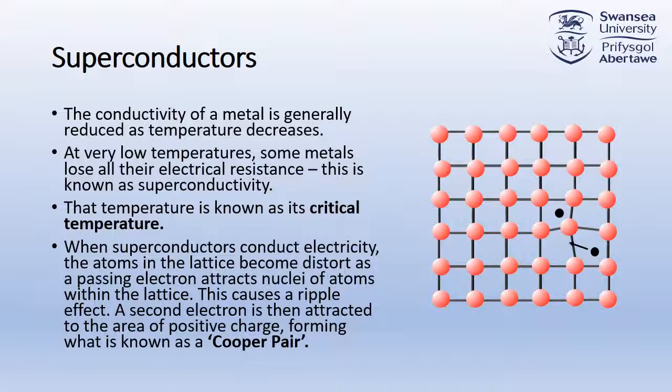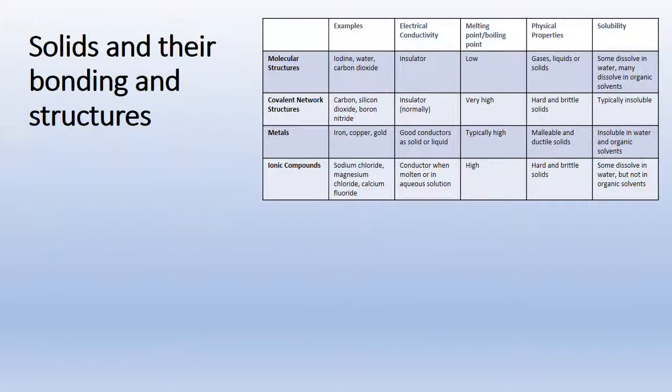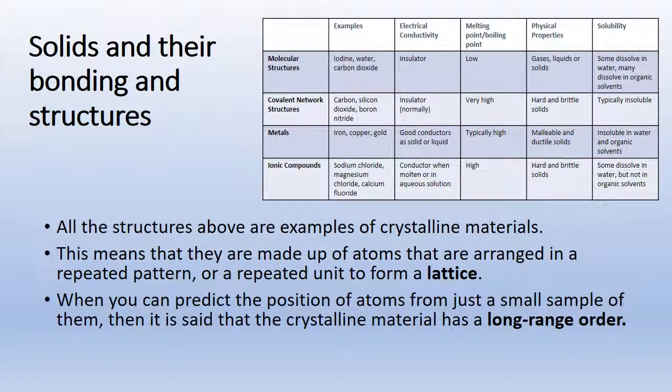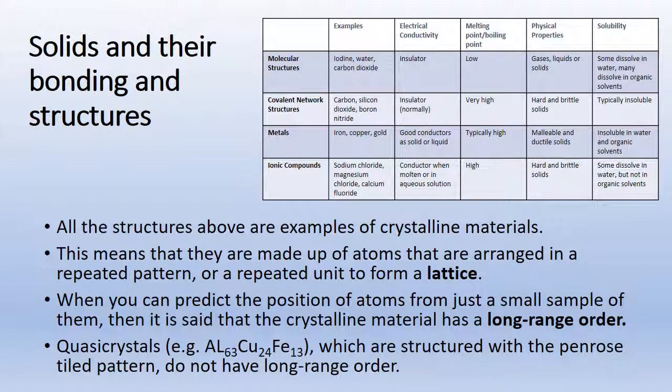So that's the end of the first lecture on solid and bonding structures. As we know, our examples above are of crystalline materials. This means that we have atoms arranged in a repeatable pattern to form a lattice, and if you can predict that, that forms a long-range order. We've looked at the different bonding structures to relate that to the properties that they have.